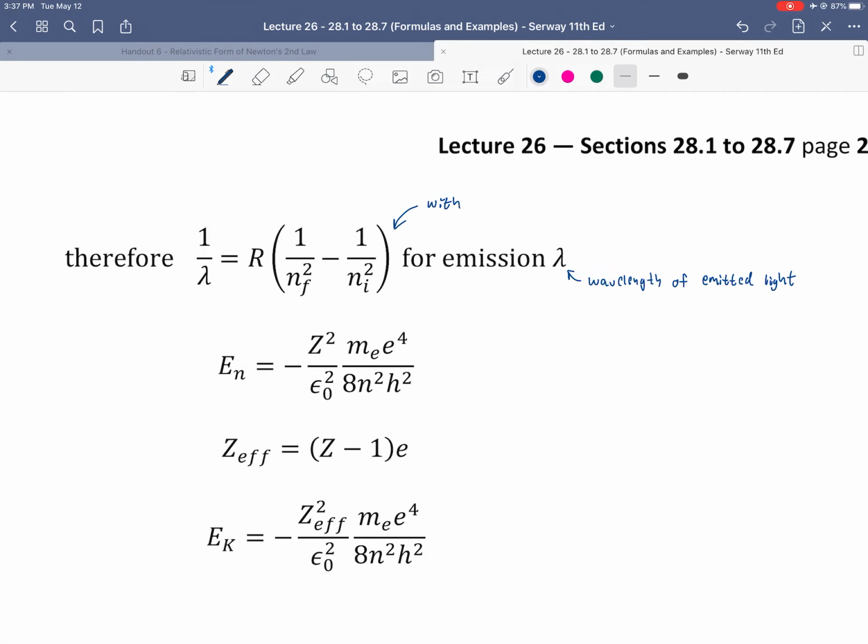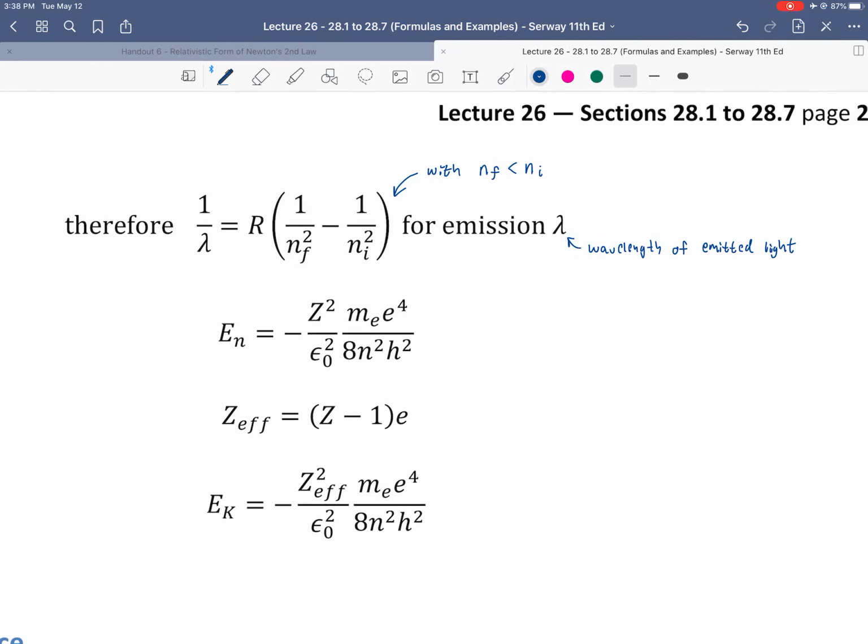So in other words, n final is a smaller integer than n initial. Like, n initial could be 5, n final could be 1. Then we'd have 1 minus 1 over 5, which of course is going to give us a positive number because we're talking about emission. And if we wanted to talk about absorption, then we would just go the other way. Our final would be smaller, and then our initial would be larger.